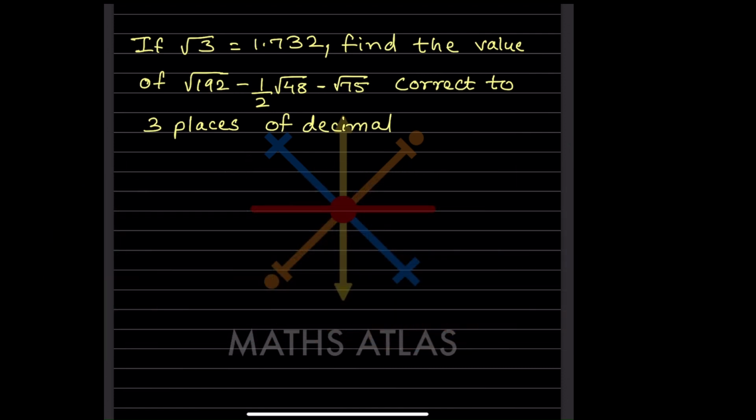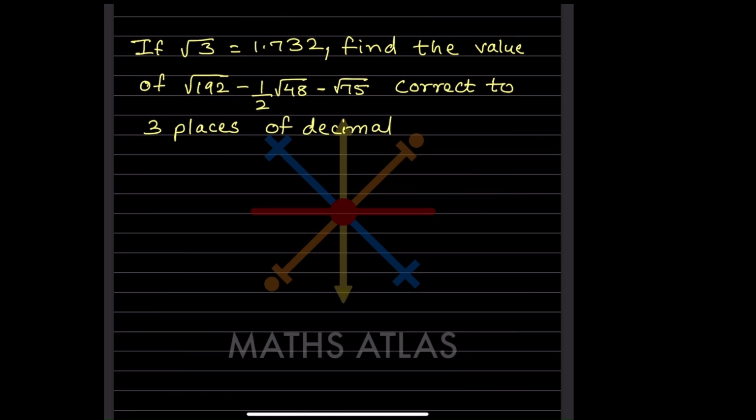So today let us solve this. If root 3 is 1.732, we have to find the value of root of 192 minus 1 by 2 root of 48 minus root of 75, correct to 3 decimal places. So now what are you going to do? First thing we'll write this.